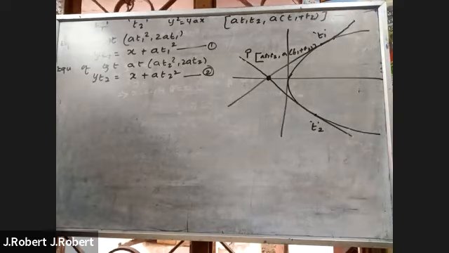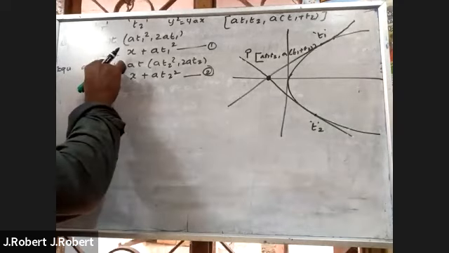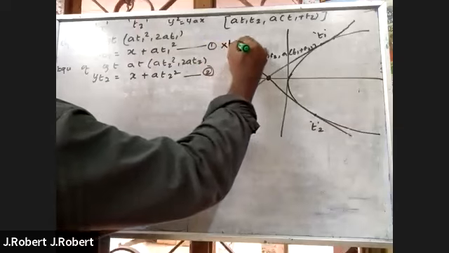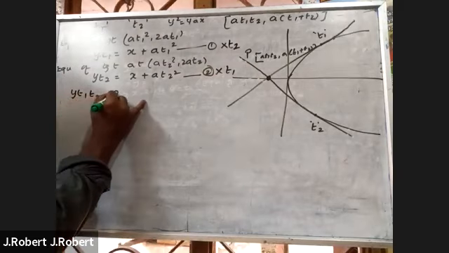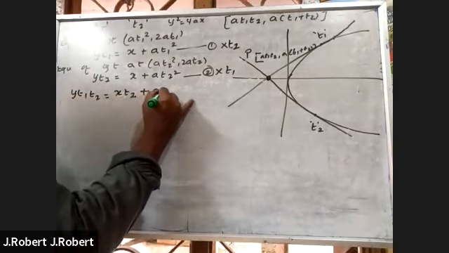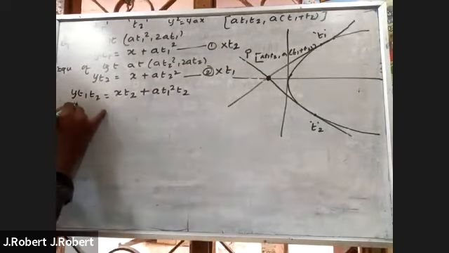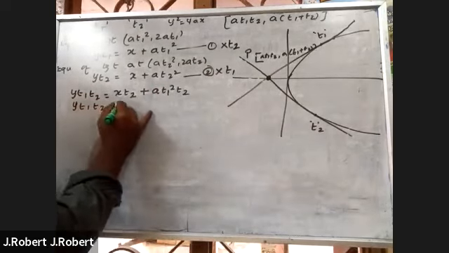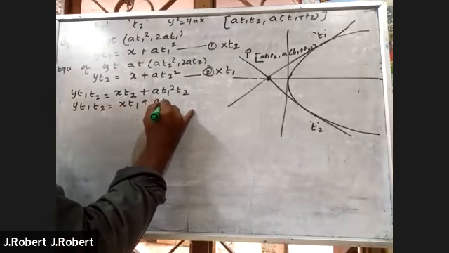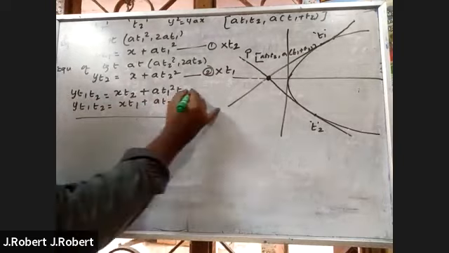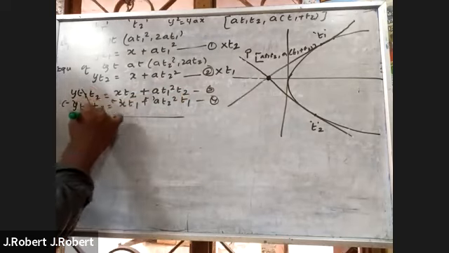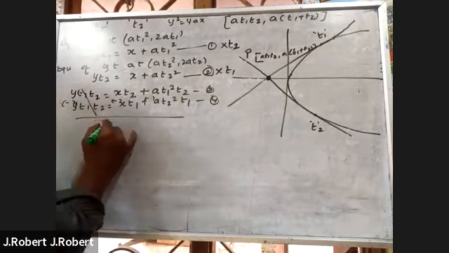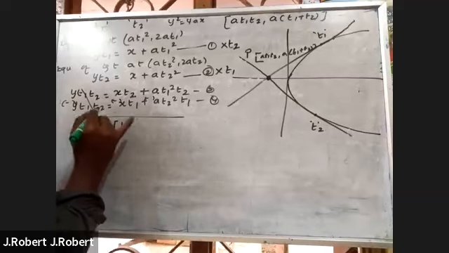So what I do is cancel the terms. I am just multiplying this by T2 and this by T1. So the equation becomes yT1T2 is equal to xT2 plus aT1 square T2, and here yT1T2 is equal to xT1 plus aT2 square T1. This is equation 3 and equation 4. Now change the symbol, minus minus. This 2 will get cancelled.